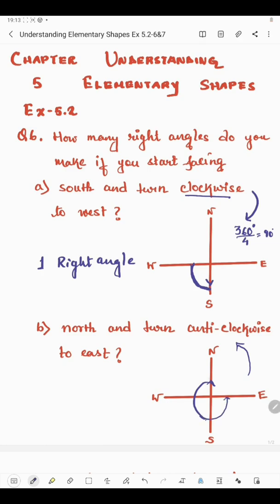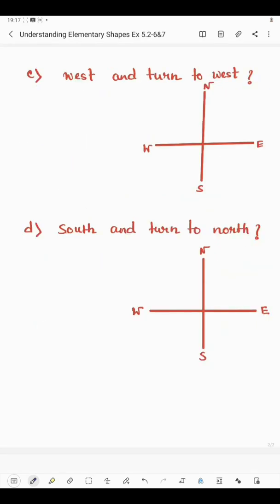Now here we can easily find that from north to west is 90 degrees, west to south is also 90 degrees, this is also 90 degrees, and this is also 90 degrees, because the gap between any two directions is 90 degrees. So here we have got 270 degrees, so we'll write 3 right angles. Okay, now coming to C part.